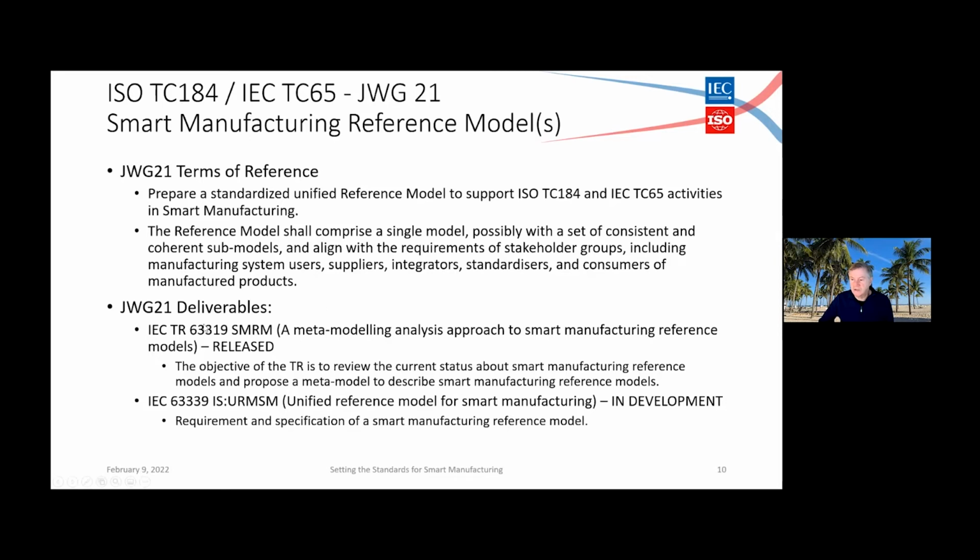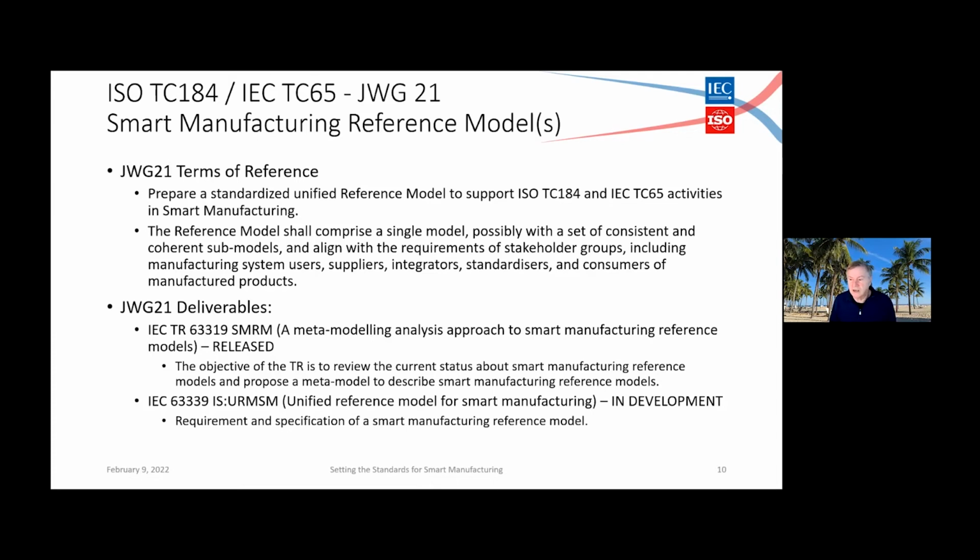So to do that, we did two deliverables. One, which is already out there, is 63319. There will be a test on these numbers, so everybody try and remember those. It is a technical report, and basically what it did is it looked at the current status of all the smart manufacturing models and said, okay, how can we make some sense of all those models? And I'll show you some of the information that came out of that.